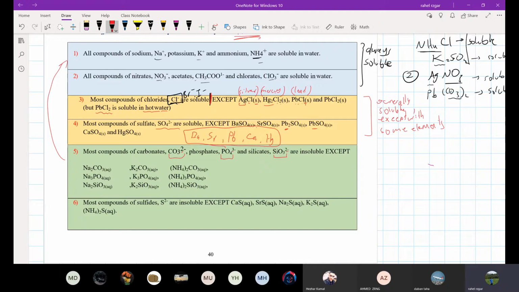Because group 1, they don't care about anything, they are always soluble. So CO3, PO4, if we see them, we'll see they are insoluble with something else. But if they come like this, see these are all the examples. You don't have to memorize the examples. You just have to know the elements and the ions. For example, you know CO3, PO4, and silicate, they are insoluble. But if they come with, you have memorized group 1.